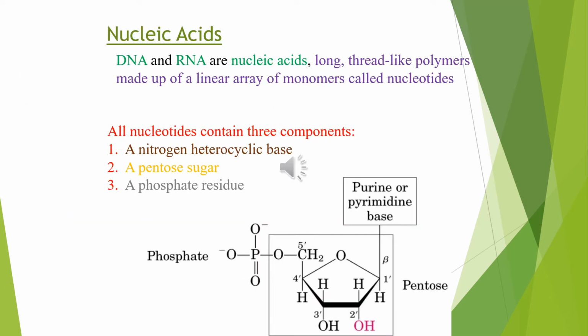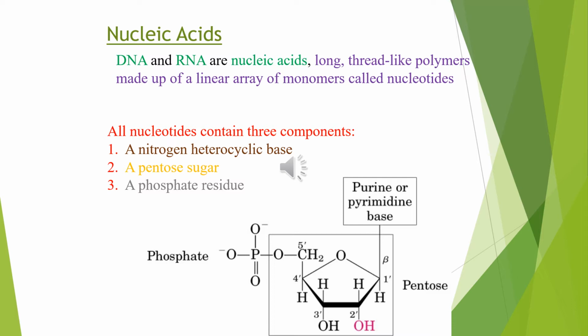Again, nucleic acids include DNA and RNA, which are long thread-like polymers made of a linear array of monomers called nucleotides. All nucleotides contain three components. First, a nitrogen heterocyclic base. Second, a pentose sugar. Third, a phosphate residue.